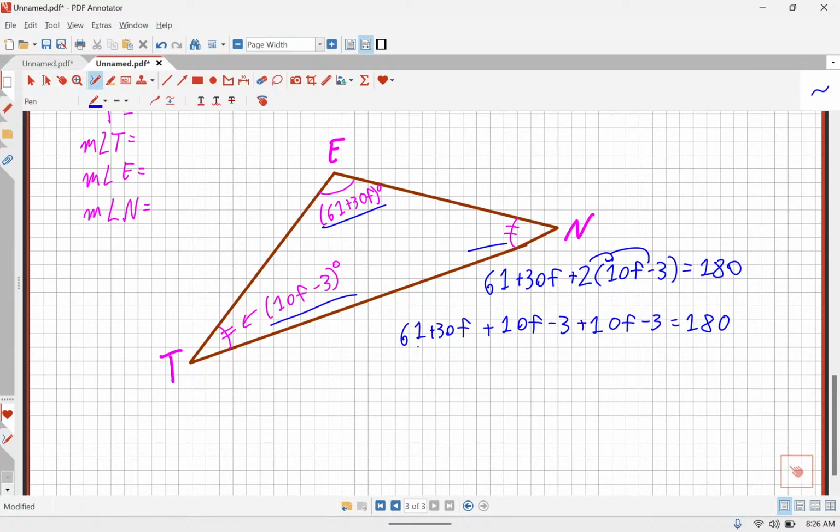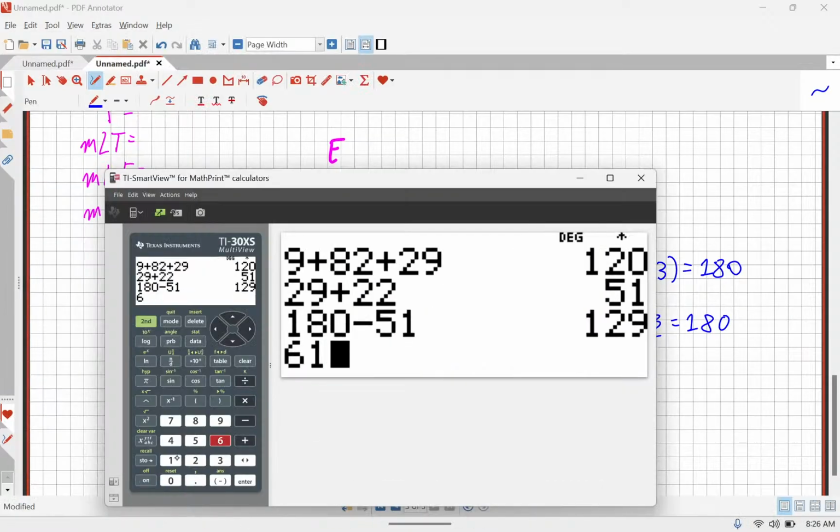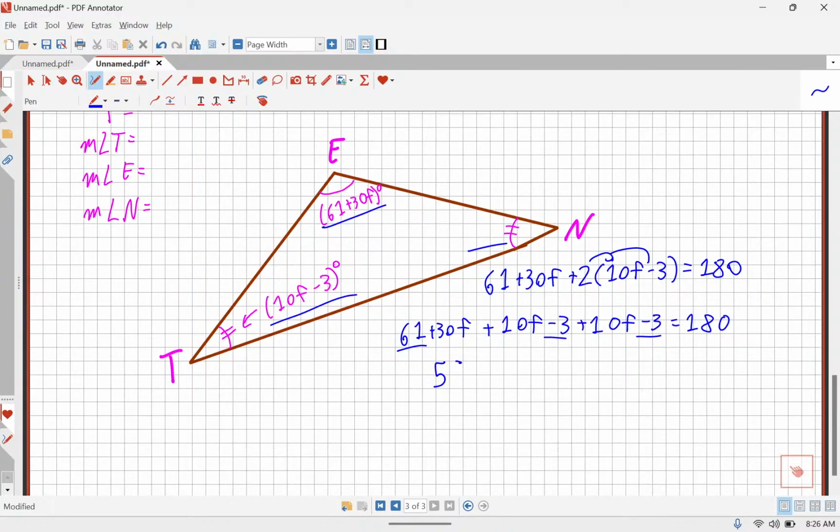We're going to put our like terms together. 61 minus 3 minus 3. I don't know about you guys. I'm tired. I'm going to put that in my calculator. 61 minus 3 minus 3 is 55. 30f plus 10f plus 10f. 30 plus 10 is 40, plus 10 is 50, so 50f plus 55 is equal to 180.